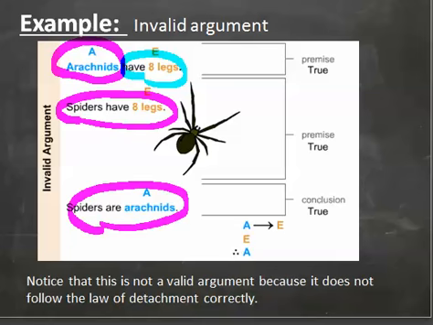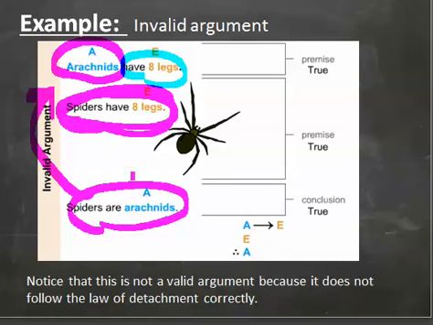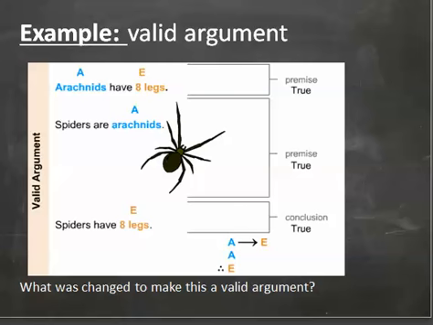It does not follow the order that it's supposed to. It should say it this way: arachnids have 8 legs. Spiders are arachnids. Therefore, spiders have 8 legs. That's how it should be. You can't put the end before the beginning in the law of detachment. So this is the way that it should be.